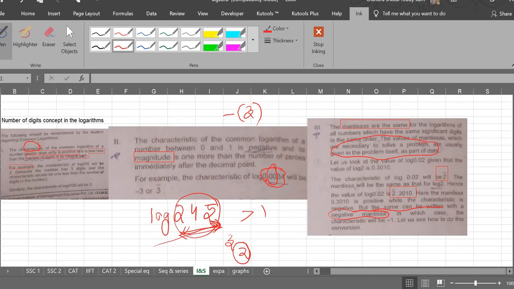So this is the characteristic of the logarithm. The mantissas are the same for logarithms of all numbers which have the same significant digits in the same order. Now mantissas which are necessary to solve the problem are usually given. For example, you have to find the value of this. What is the characteristic? 1 more than the number of zeros immediately after the decimal point, so it's -2 bar, and this mantissa is 3010. So the mantissa is the same as log 2, hence the value is this.